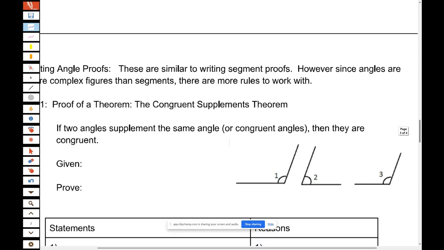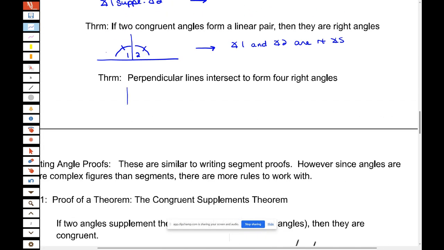And then the last one. The definition of perpendicular lines is that they form a right angle. Definition, perpendicular lines intersect at a right angle. A theorem that would follow from that is not only are they intersecting at one right angle, all four angles are right angles. So the theorem says all four angles are right angles.